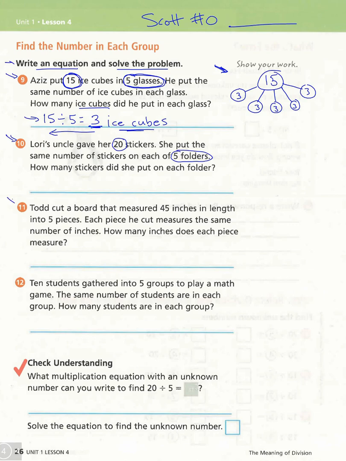All right, so here we are, number 11. Todd cut a board that measured 45 inches in length, and he cut it into 5 pieces. So look at that. It's 5 groups. So all of these are going to be 5 groups. We just have a different starting amount. So they're all going to look really similar to that, because all of them are going to be 5 groups.